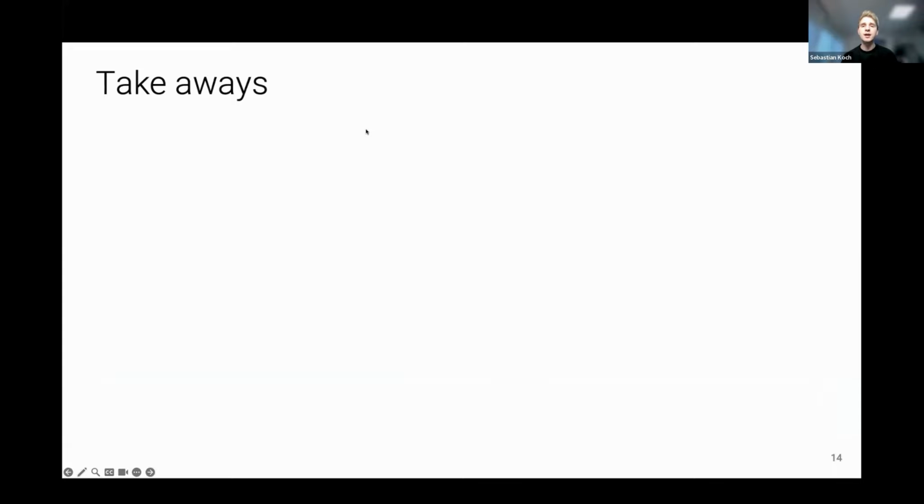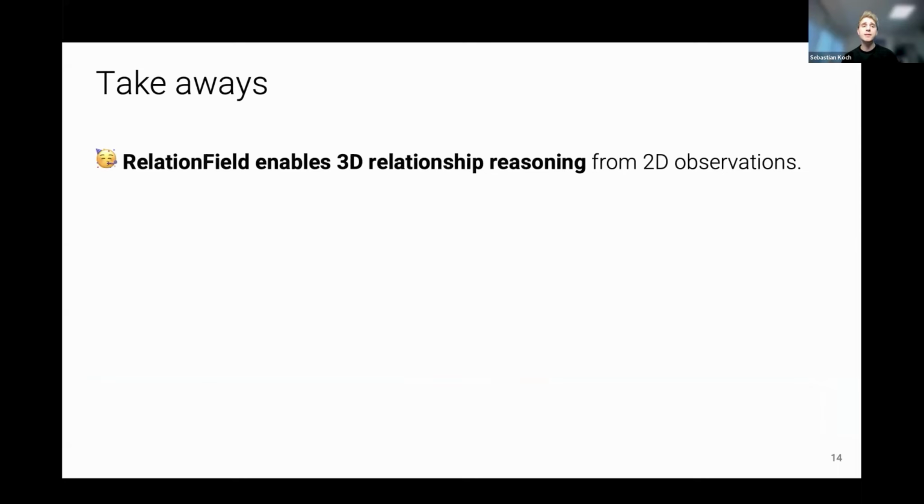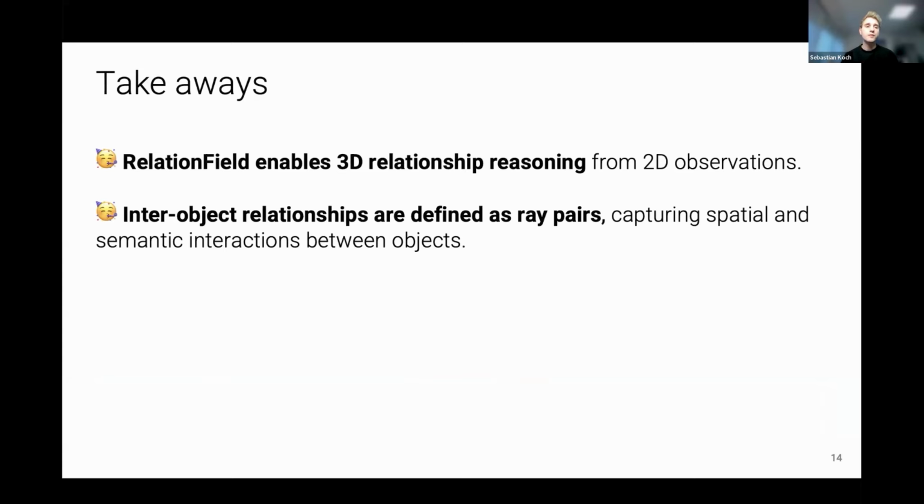And with this, I already come to my main takeaways. RelationField enables this novel 3D relationship reasoning, which is entirely enabled from 2D observations. We essentially redefine what relationships are in 3D as a pair of rays in this NeRF formulation, and we can capture spatial and semantic interactions between objects.